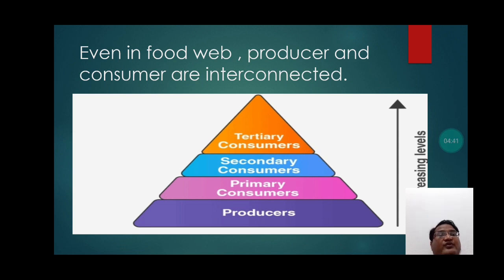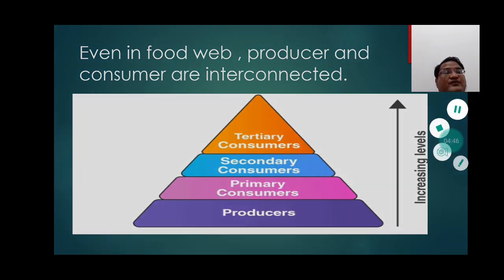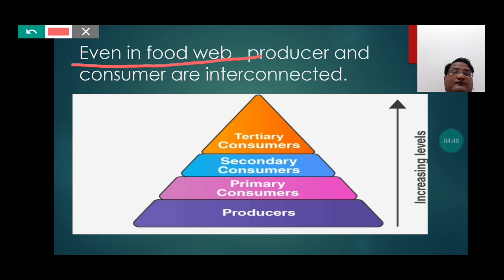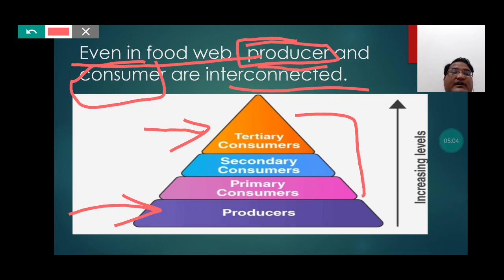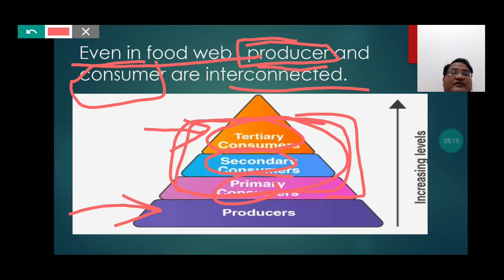Even in the food web, producers and consumers are interconnected. If you notice here in the food web, you can see that producers and consumers are interconnected. So students, this is the producer and this is the consumer, where the consumer can be further distinguished into three types: the primary, the secondary and the tertiary. These three consumers further depend upon the producer to obtain their nourishment.